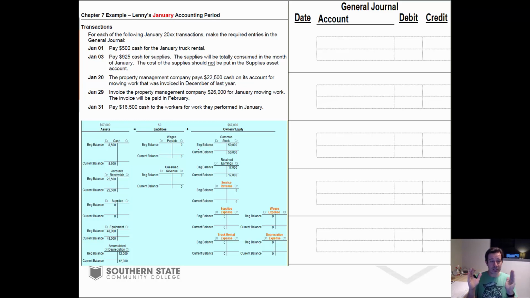So here we go. January, brand new company for us, year 2. And you can see we've got some transactions going on here. We're going to pay for truck rental. We're going to buy some supplies. The property management company pays $22,500 cash on its account, so we're going to collect an account receivable. We're going to bill for work that we've done, setting up an account receivable. And then we're going to pay our employees. That's stuff that we've already done. We've done those transactions quite a bit.